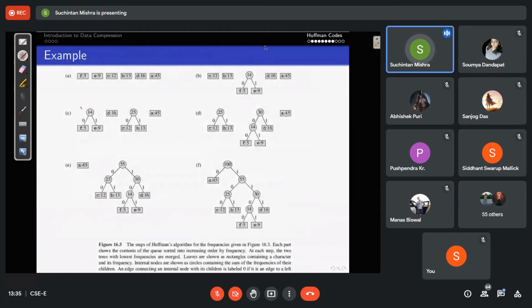Yes, let me just take the example. It is A5, B9, C12, D13, E16, F45. What are these? These are the symbols and their frequencies.